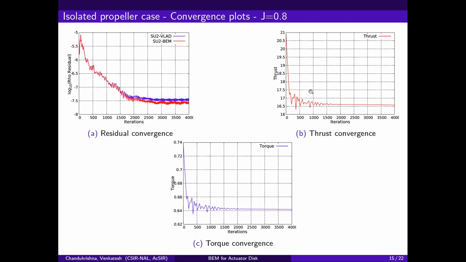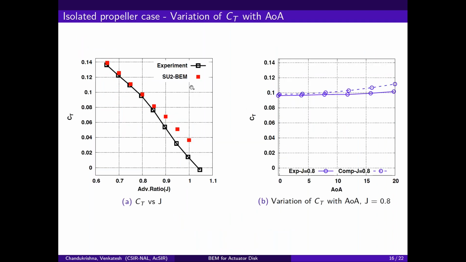These oscillations are seen here because at the start of the solution, the local flow field solution varies at the disk. According to the local flow field solution, the thrust and torque are calculated. So we can see some changes in thrust and torque in the initial flow solution. And as the solution goes towards the steady state, we can see the converged thrust and torque here. And this is the variation of thrust with angle of attack.